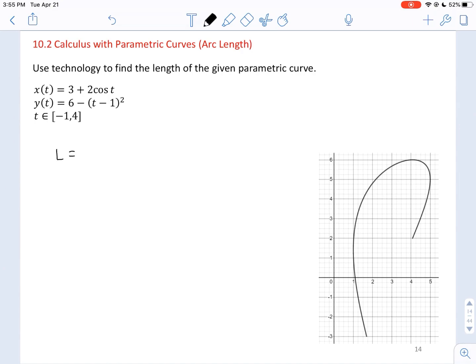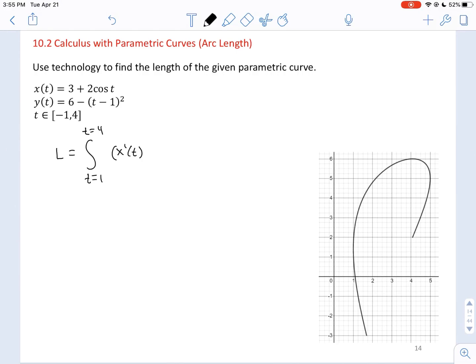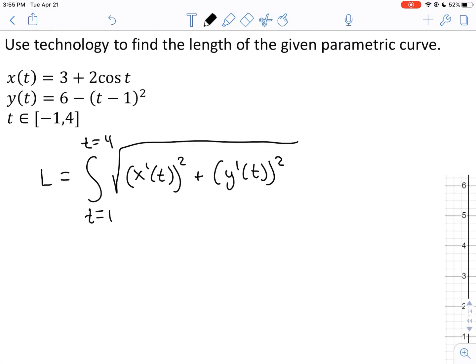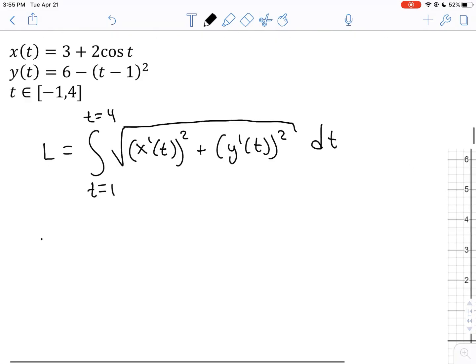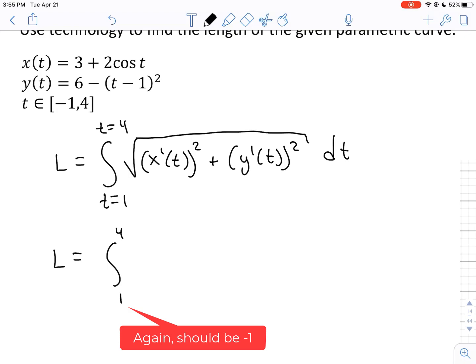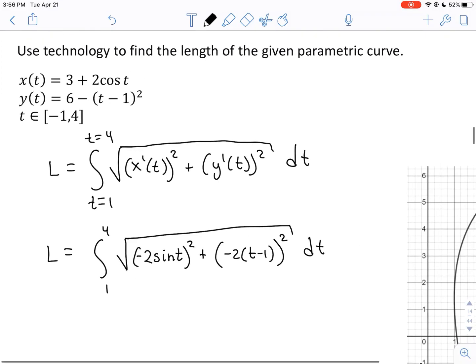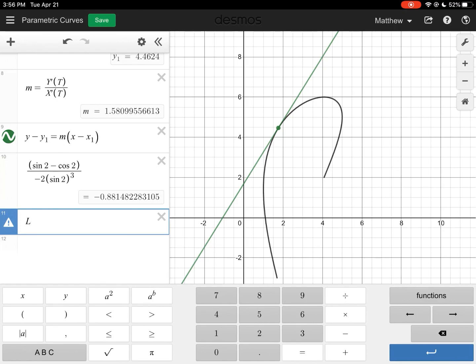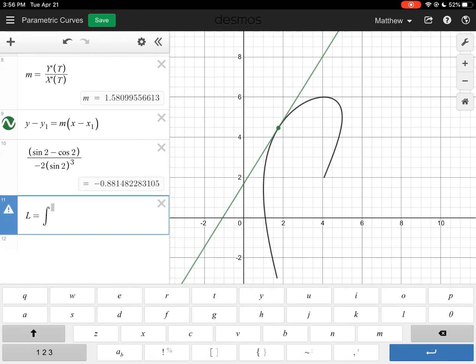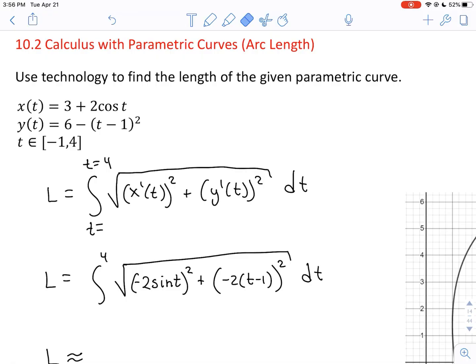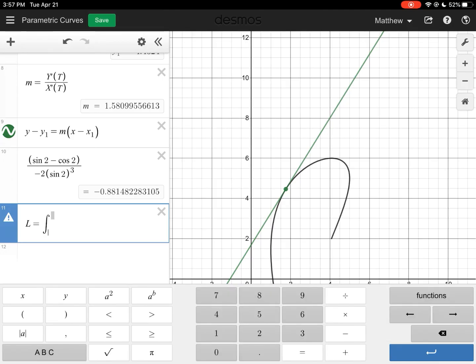So the length of this curve will be an integral from time 1 to time 4, and then you do the square root of x prime of t, and that's going to be squared, plus y prime of t, and that's going to be squared. Then you do the square root of all that, and then you have your dt at the end. And so in this case, the derivative of x was negative 2 sine t, and that needs to be squared, plus the derivative of y was negative 2 times t minus 1, that needs to be squared. And all of this is inside of a square root, and then dt. This is one that I don't expect you to do by hand. L is equal to the integral from, was it 1 or negative 1? It should be negative 1. Okay, lower limit will be negative 1, upper limit will be 4.